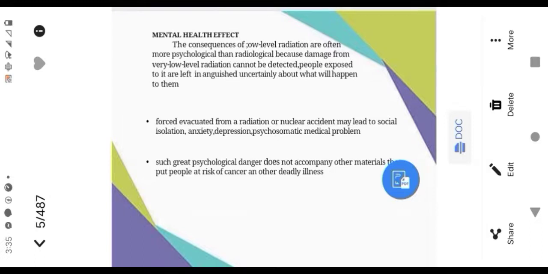Such great psychological danger does not accompany other materials that put people at risk of cancer and early illness. Even the most resilient of us could be affected, and many thousands of radiation emergency survivors have subsequently gone on to develop PTSD, depression, and anxiety disorders as a result of their experience and the uncertainty surrounding their health. We know that once anxiety sets in, it seriously affects our body.